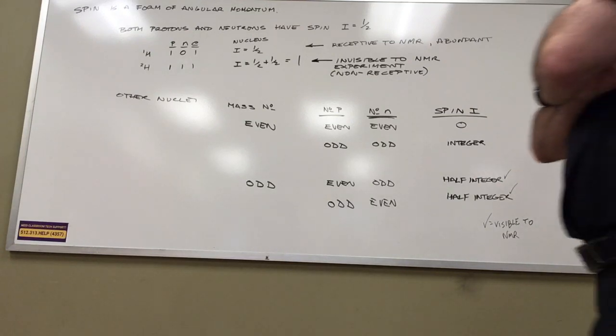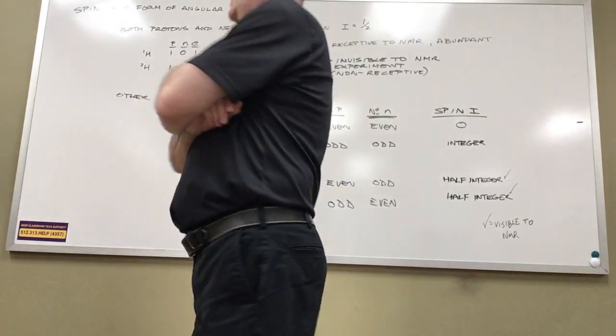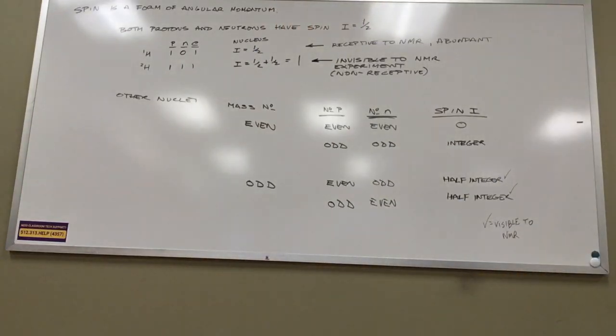Go find some atoms that you might want to take a look at from the periodic table, that might be in some molecules of interest to you, and then figure out if they will be visible to the experiment that we're trying to do.